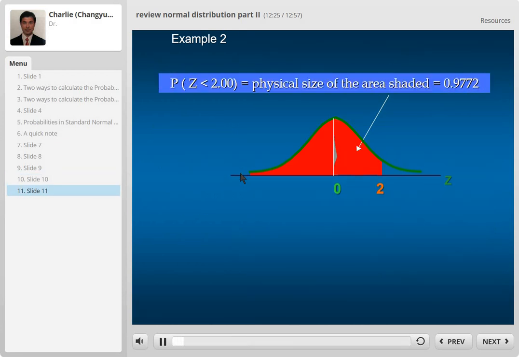Now let's come back. What are we trying to do here? We're trying to find the probability of z smaller than 2.0. Visually, the area highlighted in red goes from negative infinity all the way to 2. We try to find the physical size of this highlighted area. Using that normal distribution table, we found that the physical size of this area is 0.9772.